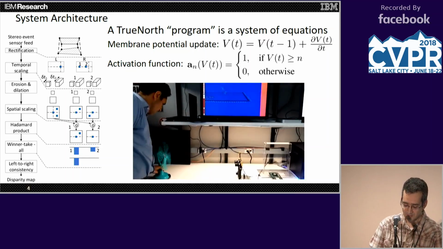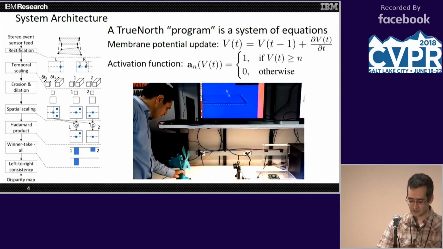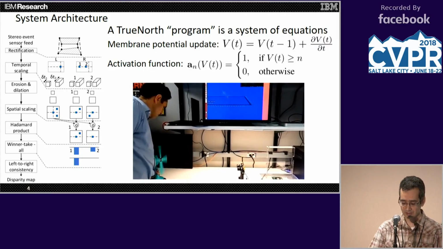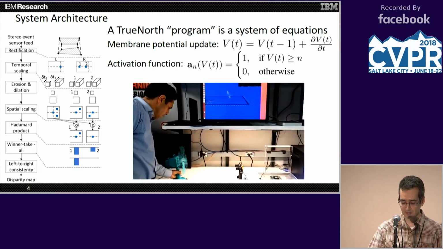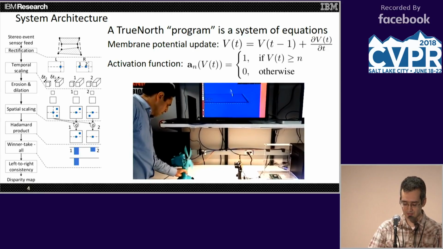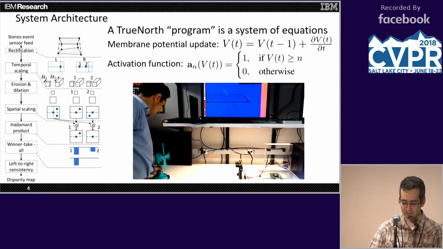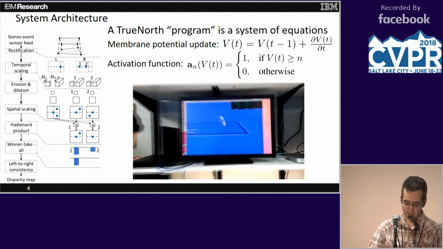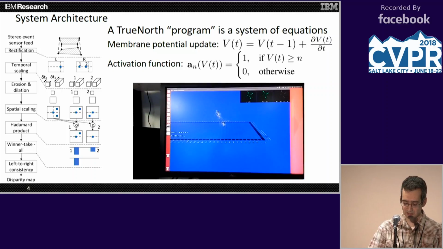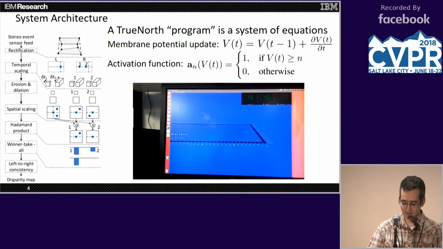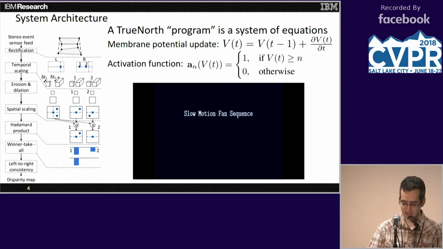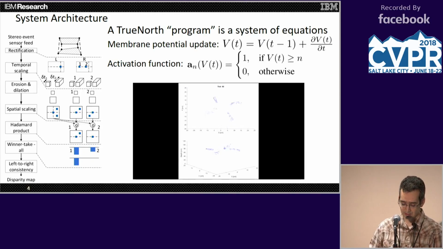So from an algorithmic perspective, the main contribution of this paper is the formulation of the stereo problem as a system of equations that can be efficiently mapped to a spiking-based hardware substrate. For obvious reasons, I do not give details on how these equations are defined, so please see the paper for more details. A TrueNorth program is simply a system of interacting equations. These equations are defined by a membrane potential that gets updated every tick, as well as by an activation function that outputs a spike whenever a membrane potential threshold is exceeded.